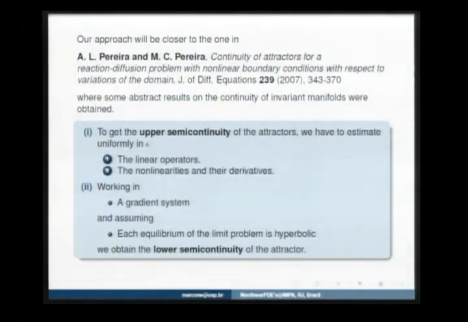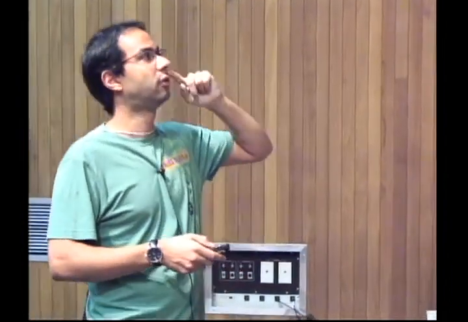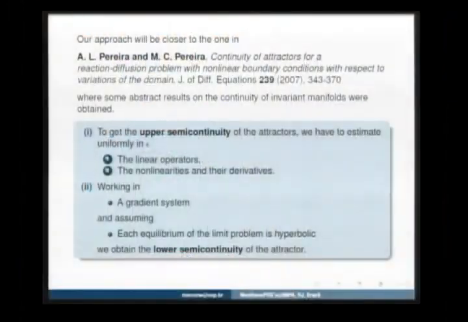I will show which kind of estimate we have to get for the linear operators in the next slide. So with these two conditions, we can show the upper semi-continuity of the attractor just using abstract results. If we are working in a gradient system and suppose the hyperbolicity of the equilibria, we can get the lower semi-continuity of the attractor, because since the system is gradient, the attractor is just the union of the unstable manifolds of the equilibria. If the equilibria are continuous with respect to epsilon, we can show that these unstable manifolds are continuous too, and so we can get the continuity of the attractors.